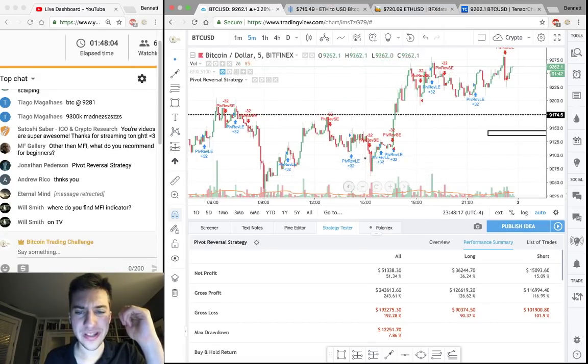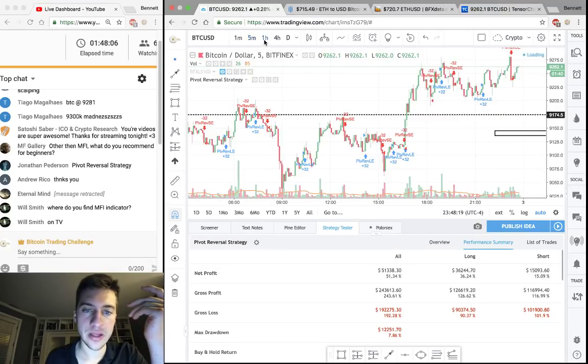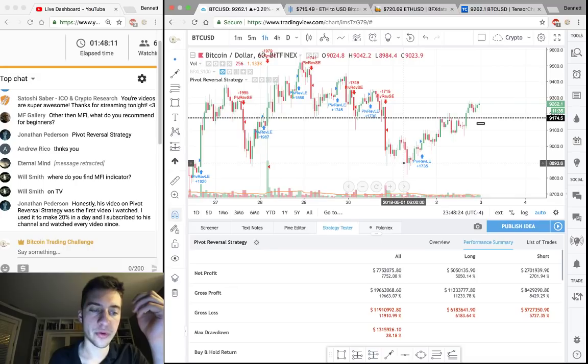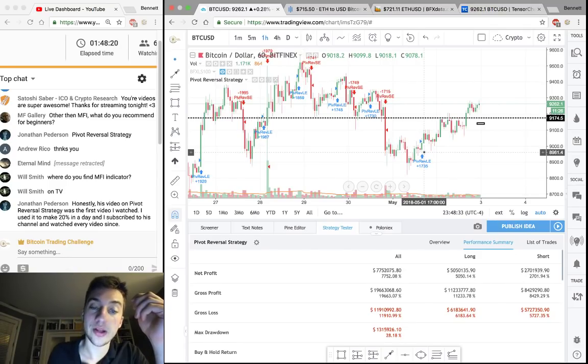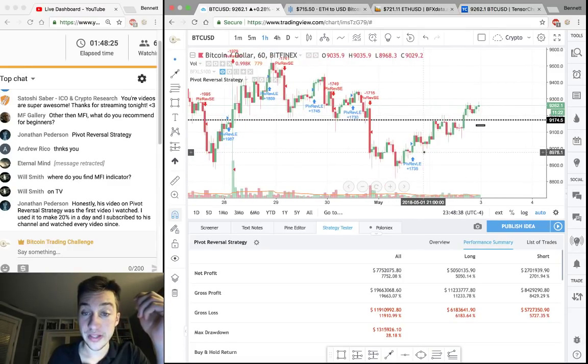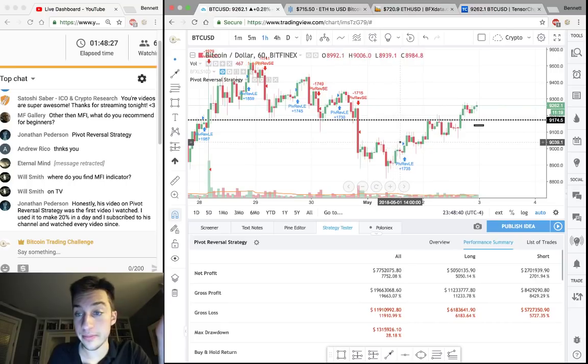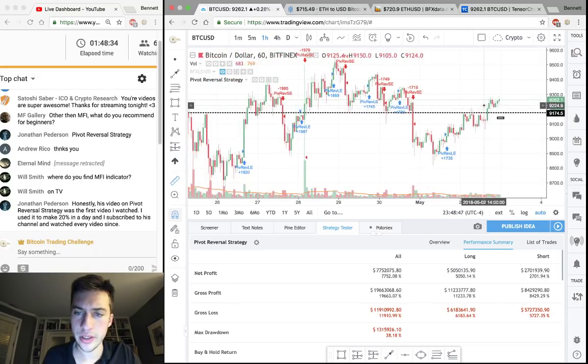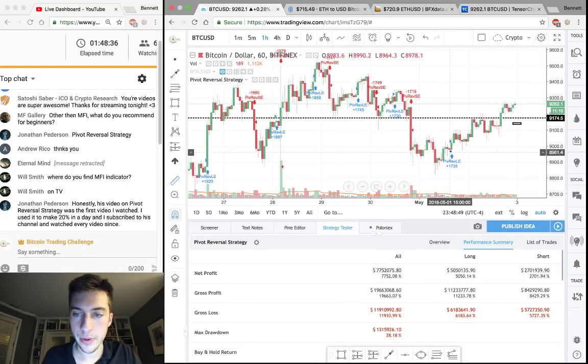So PRS, you could try to do it in the 5 minute, but I'd recommend going a little bit higher time frame. This is what pivot reversal strategy would have bought you in. 20% a day. Wow. You made 20% a day on pivot reversal strategy. That's fantastic. If you look here, it would have bought you in here. If you use a bot or just follow it, it would have already had you in a good trade here. It would have shorted you here and bought you in right back there.